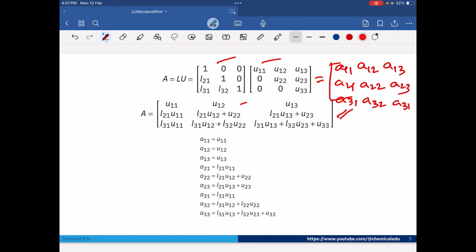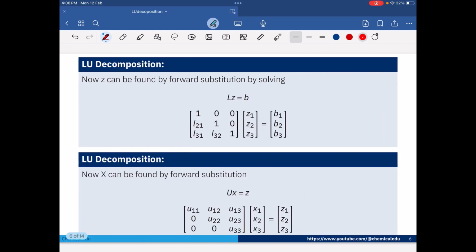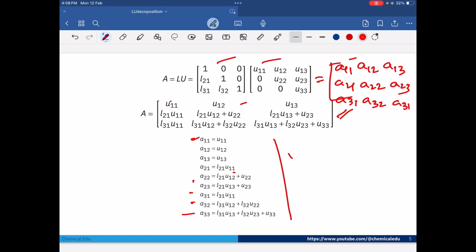So now we can write that A11 is equal to U11, A12 is equal to U12, A13 is equal to U13, A21 is equal to L21 U11. So each element of the A matrix corresponds to the multiplication of L and U. A22 is equal to L21 U12 plus U22, A23 is L21 U13 plus U23, A31 is equal to L31 U11, and so on. Now if I solve this, we will get these many equations, six in total, and from them we can easily calculate the lower triangular matrix and the upper triangular matrix.